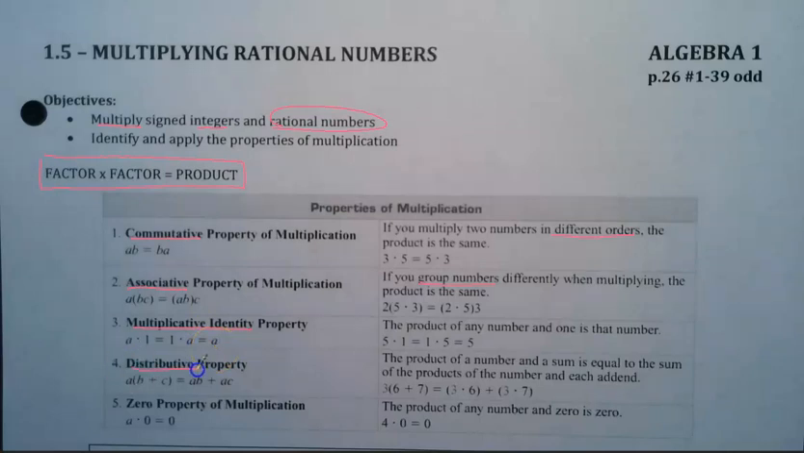The distributive property, we're going to use a lot this year and in all of your future math classes, but it's the product of a number and a sum is equal to the sum of the products. So remember, we're just distributing that number. We're sharing the number on the outside of parentheses with each one. So A times B is AB. And then we're going to distribute or share the A with the C, so we get plus AC.